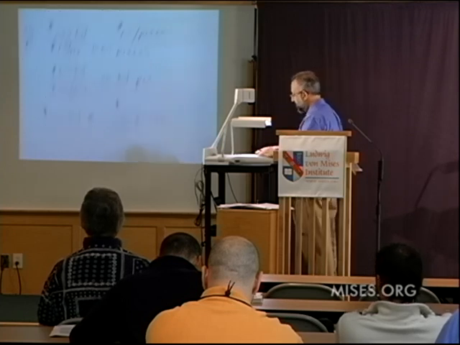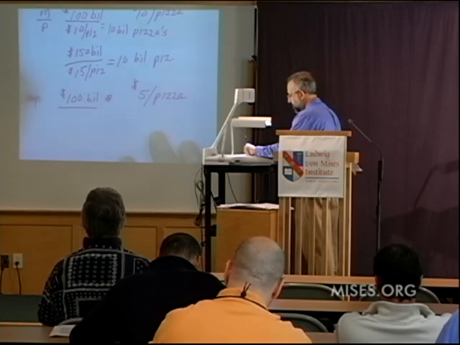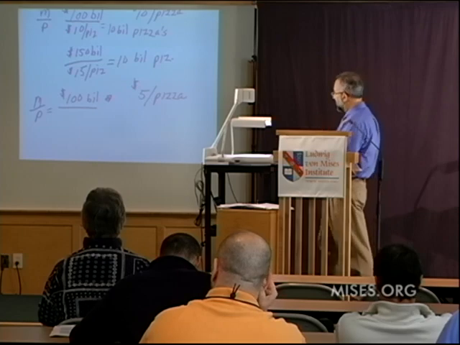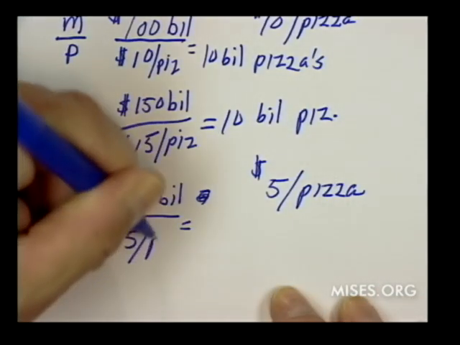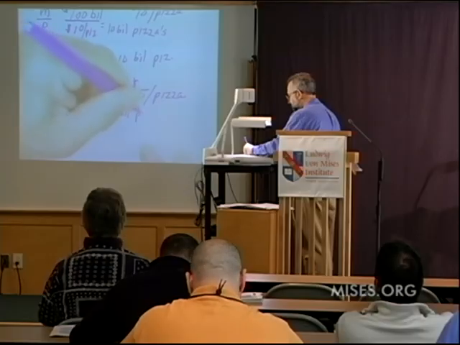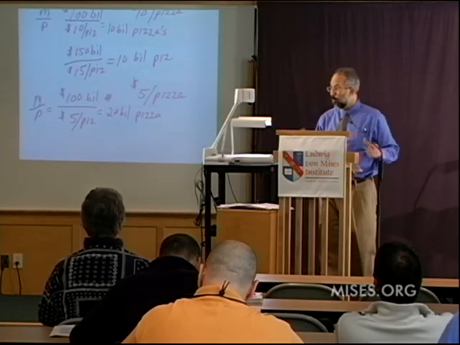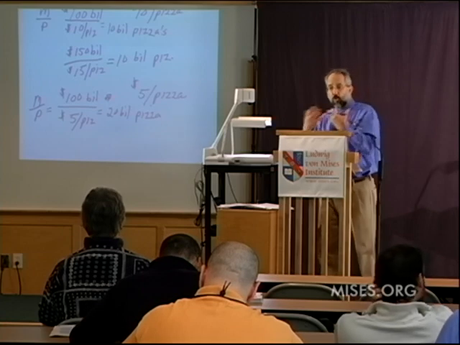The price of pizza is cut in half, and calculating the real money supply here, M over P, how much that $100 billion can now buy. With prices lower, that $100 billion can now buy, per pizza, 20 billion pizzas. What has happened to the real money supply? It's increased. The market has increased the real money supply. Why? Because people wanted to hold more money, or they had more goods that they wanted to sell for money. Okay? In either case, prices have adjusted.